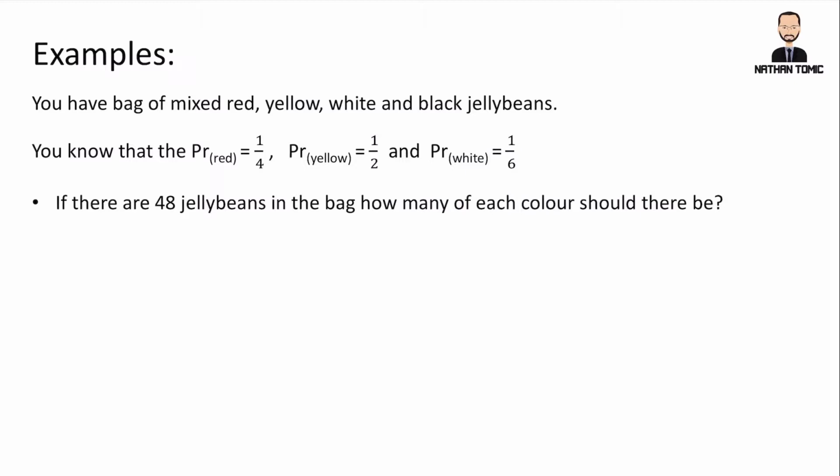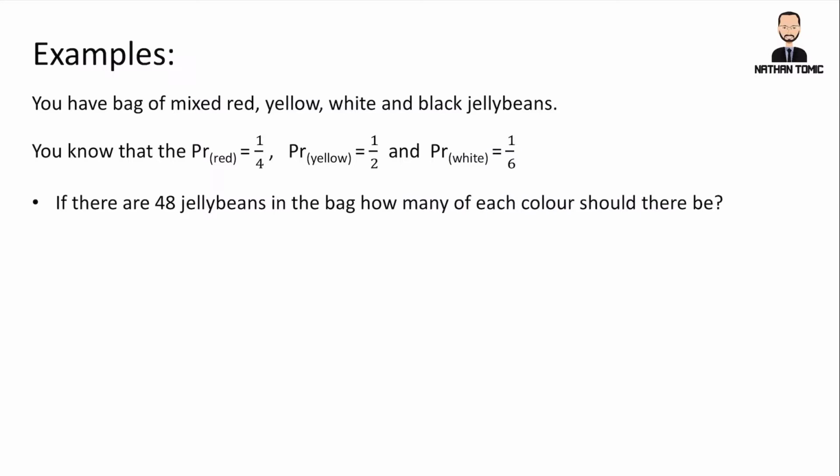Now we've been told that the probability of picking a red is 1/4, the probability of picking a yellow is 1/2, and the probability of picking a white is 1/6. Now we have not been given the probability of the black jelly bean. But we are then told that there are 48 jelly beans in the bag. So we need to now work out how many jelly beans there should be of each colour.